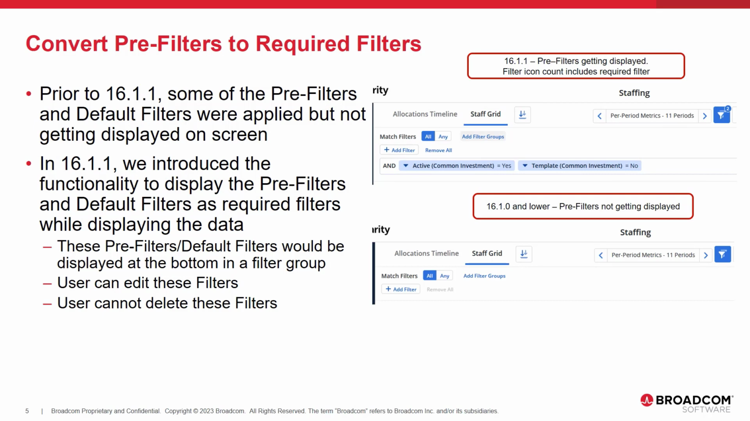Prior to 16.1.1, some of the pre-filters and default filters were applied but not displayed on screen in modern UX. In 16.1.1, we introduced the functionality to display the pre-filters or default filters as required filters while displaying the data. These pre-filters or default filters would be displayed at the bottom in a filter group. User can edit these filters. User cannot delete these filters.